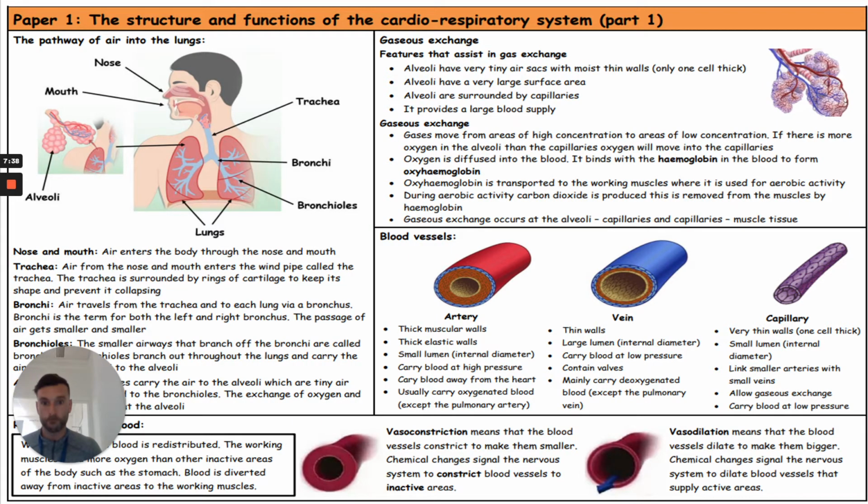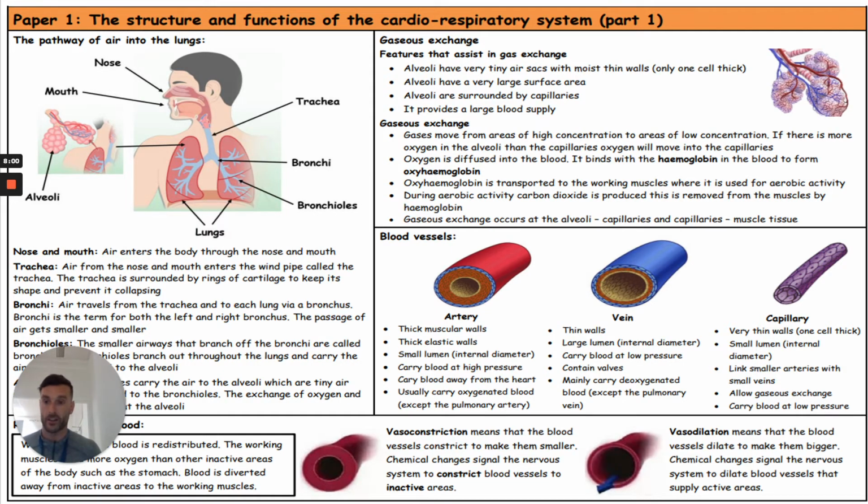You've got veins. Veins have thin walls because the blood's carried at a low pressure. They have a large lumen, so a big inside. The most important feature they have is what's called valves. The valves stop the backflow of blood. Because the pressure is low, because of gravity, if there weren't valves, the blood could go back on itself, which you don't want it to do. So veins have valves, a key feature.